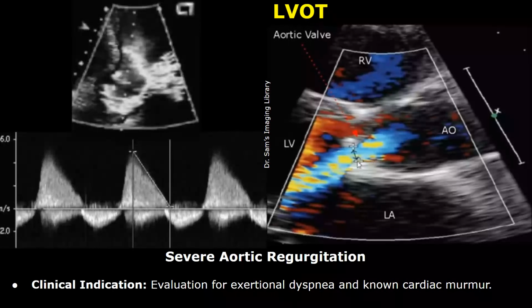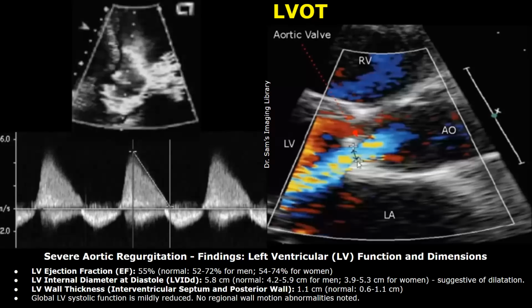This is a report for severe aortic regurgitation. Clinical indication is evaluation for exertional dyspnea and known cardiac murmur. These are the findings of left ventricular function and dimensions. Ejection fraction is 55%. LV internal diameter at diastole is 5.8 centimeters, suggestive of dilatation.